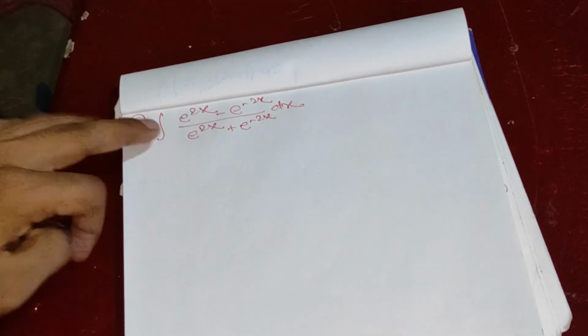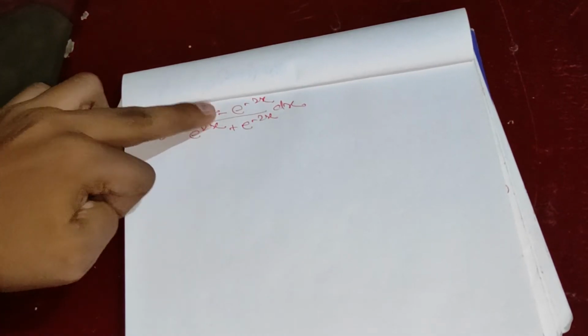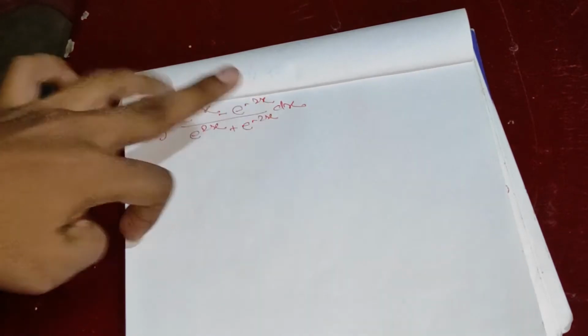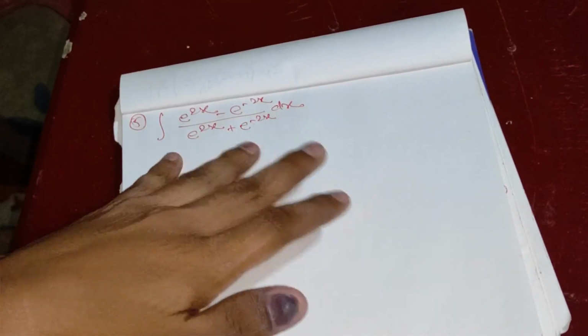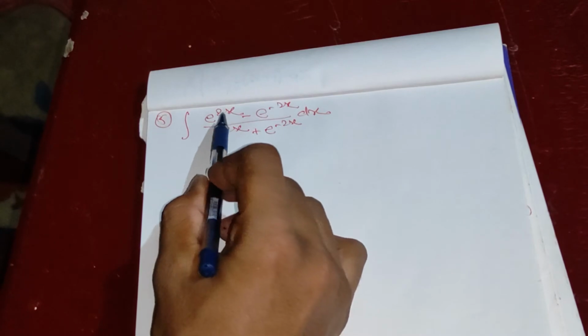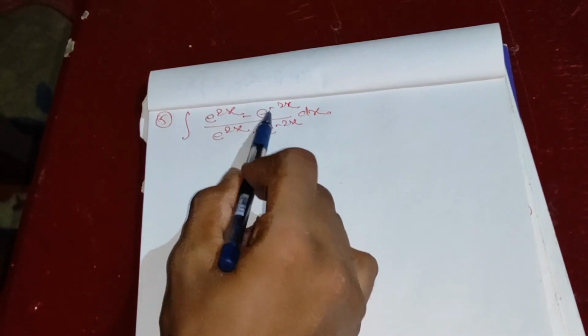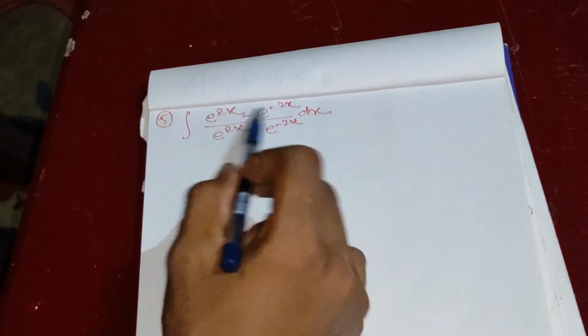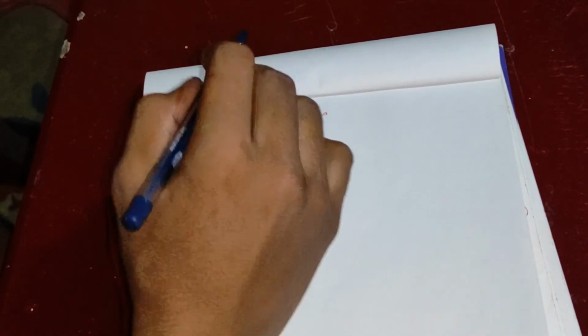Now next question: integration of e to the power 2x minus e to the power minus 2x divided by e to the power 2x plus e to the power minus 2x dx. When you get a term like this, maybe you will be shocked and confused about how to handle this question. It looks very complicated, but here you can see that all the e terms have the same power, 2x, positive or negative, it doesn't matter.